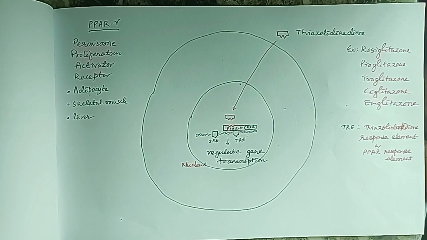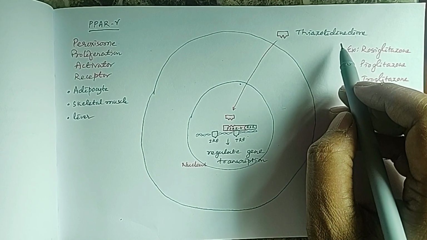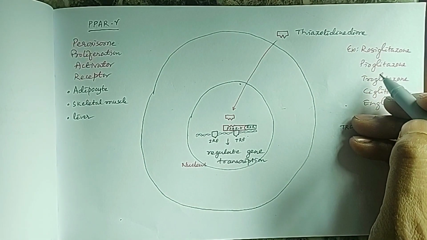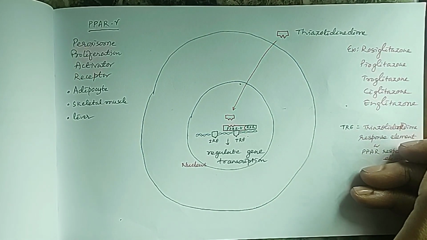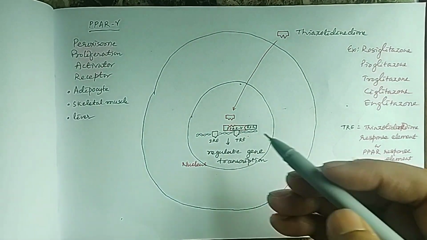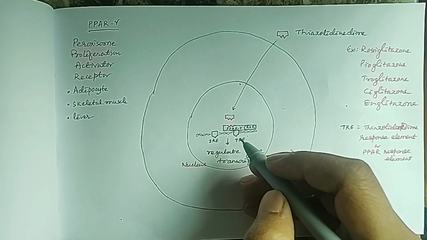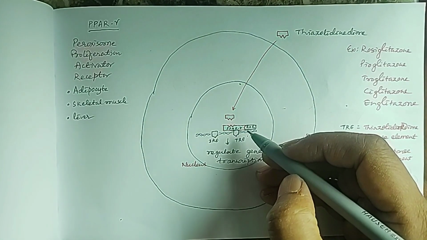Namaskar. Today we'll study thiazolidinediones, which are anti-diabetic drugs and act as insulin sensitizers, and they are used in case of insulin resistance. Examples are rosiglitazone, pioglitazone, troglitazone, and ciglitazone, and they act as agonists on the receptor PPAR-gamma, which is a type of nuclear receptor and is present as a dimer with retinoic acid receptor in the nucleus.